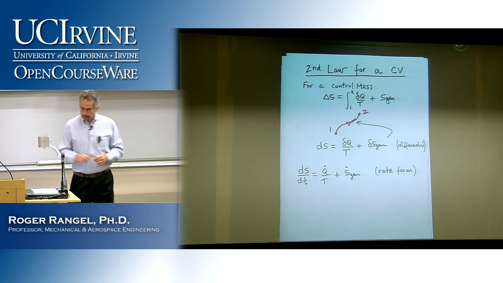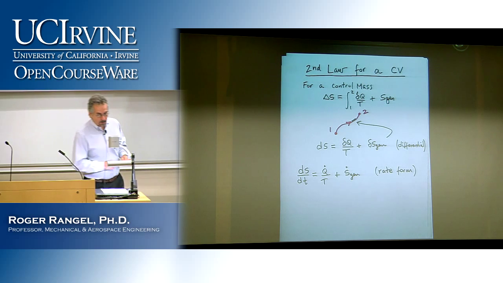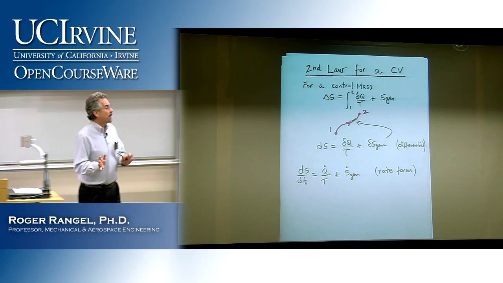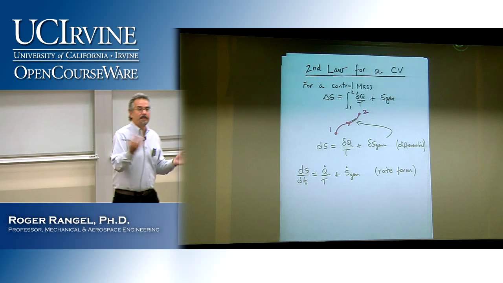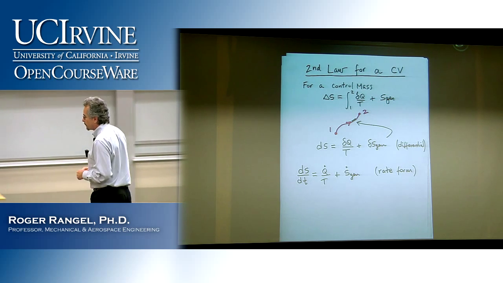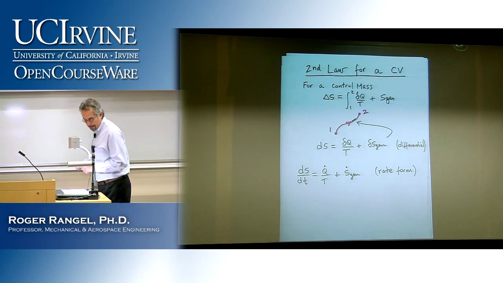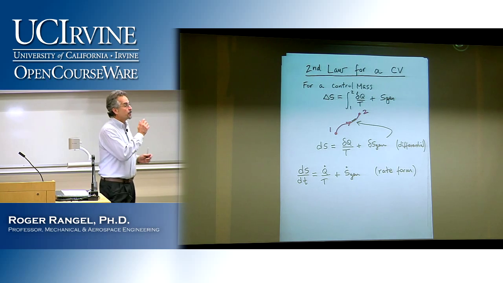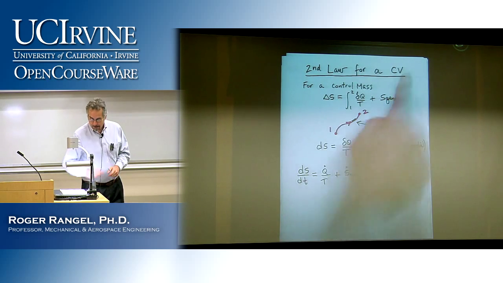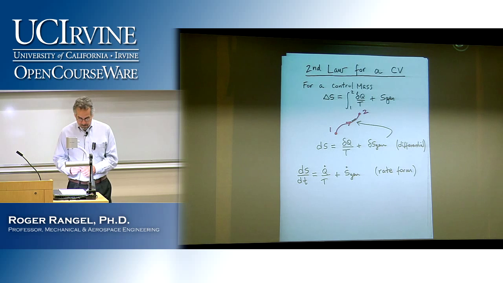All right. So, and this is actually what we need. That's the last part of this chapter in entropy. It's just the derivation of this equation in rate form, but it's immediately preceding what we need to do next, which is to develop an equation for a control volume. This was for a control mass.